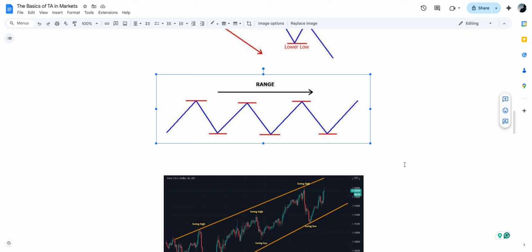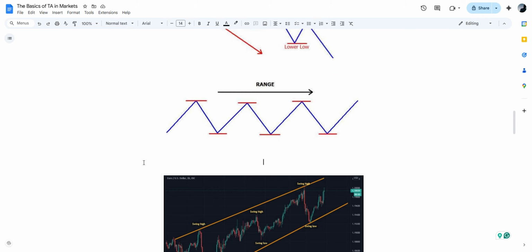And the third market is the one that most people avoid trading, not only beginners but most players. These are range bound markets. The reason people avoid them is because here the market isn't going in one direction.